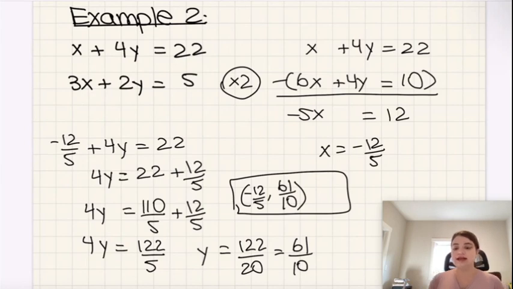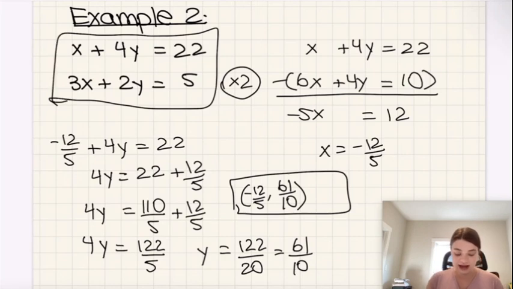Right? And so this is an example where elimination worked, where graphing would not have necessarily worked. We would have kind of been able to see a ballpark. I don't think we would have been able to guess these exact numbers had we drawn these on a graph. But essentially, this is the intersection point. If we were to draw these two lines on a graph, they would intersect at the point negative 12 over 5, 61 over 10.